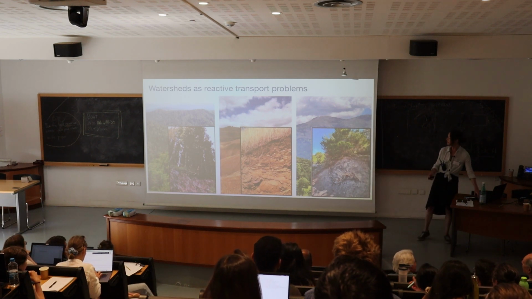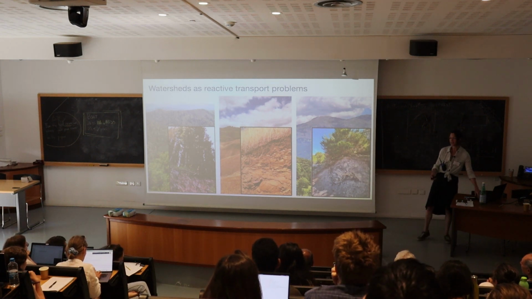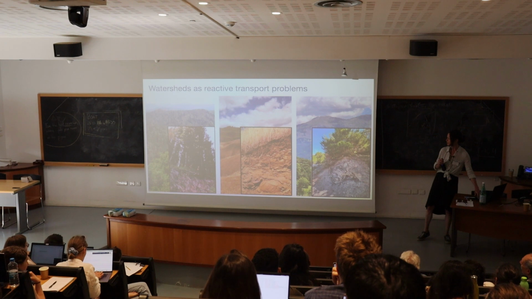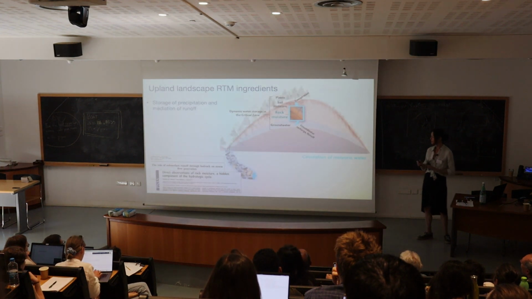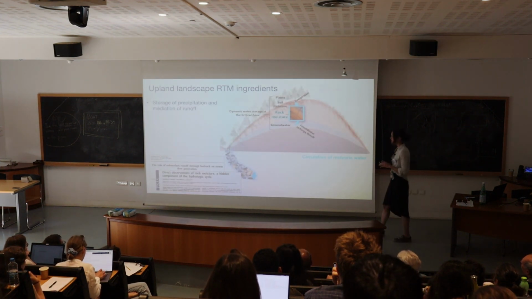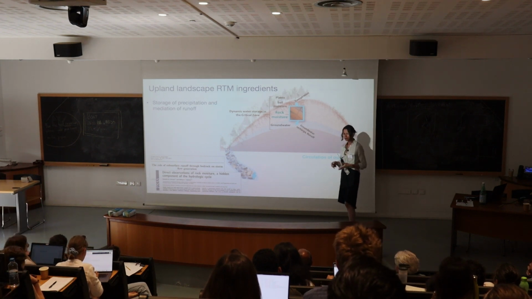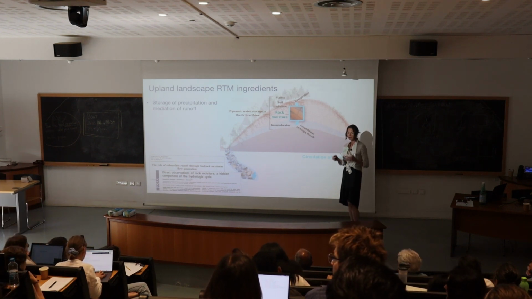So how do we begin to think about these systems in a reactive transport framework? The thing that's got my attention at the moment is this. In these upland low order systems, we know that water is stored in the rock.